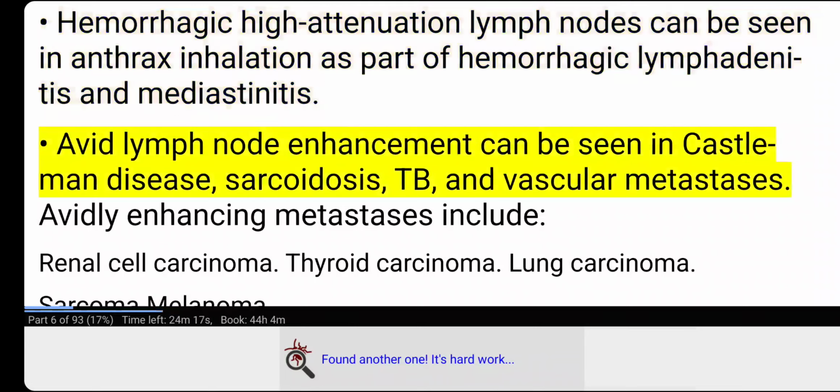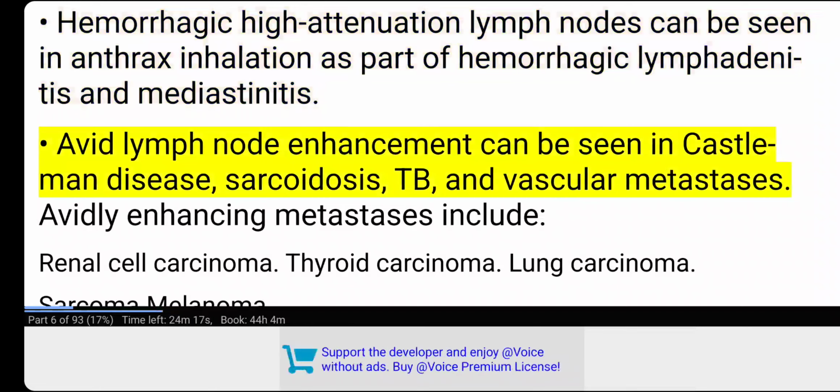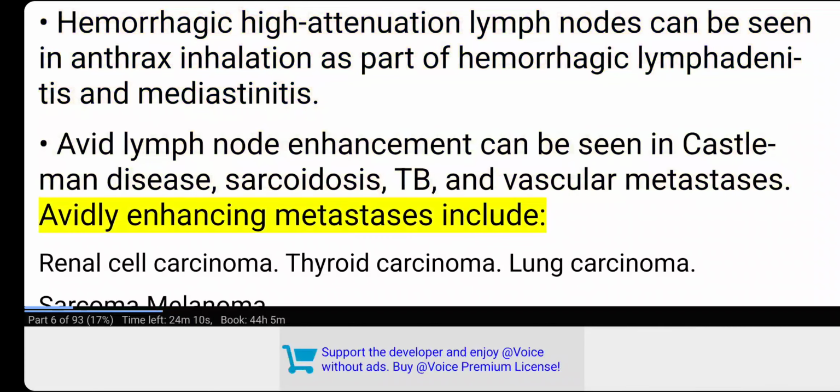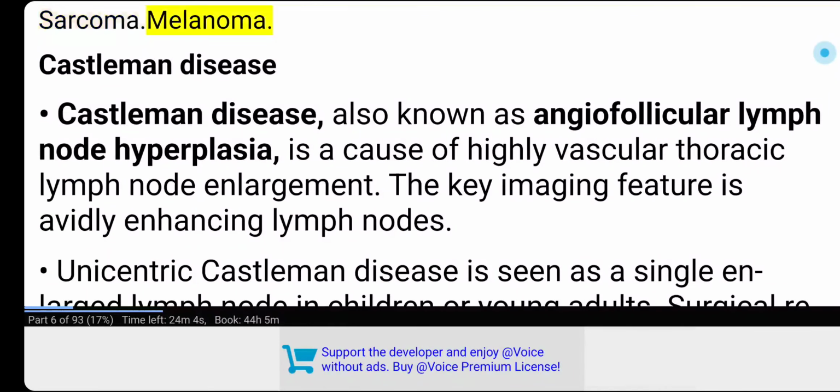Avid lymph node enhancement can be seen in Castleman disease, sarcoidosis, TB, and vascular metastasis. Avidly enhancing metastases include renal cell carcinoma, thyroid carcinoma, lung carcinoma, sarcoma, and melanoma.